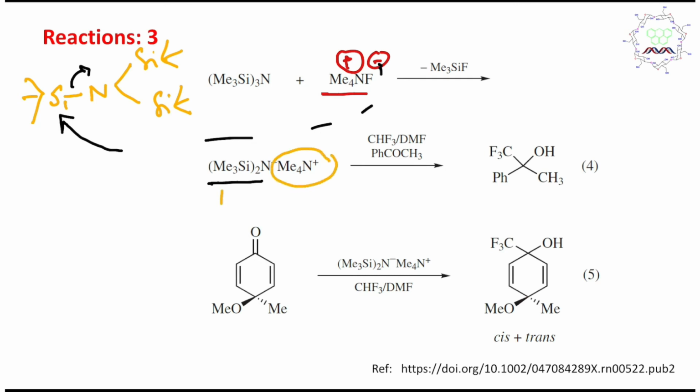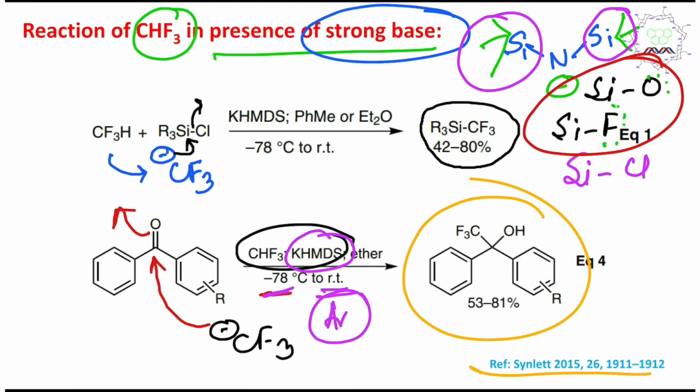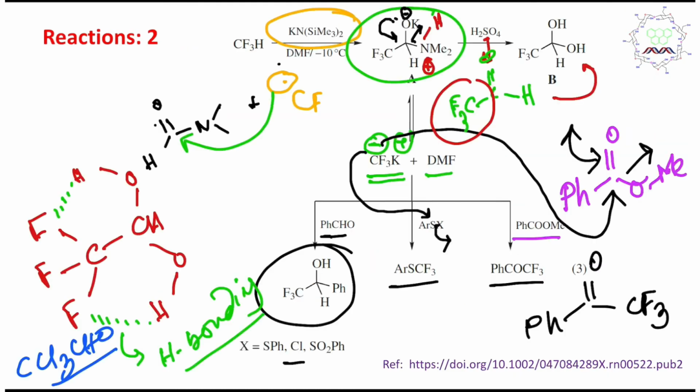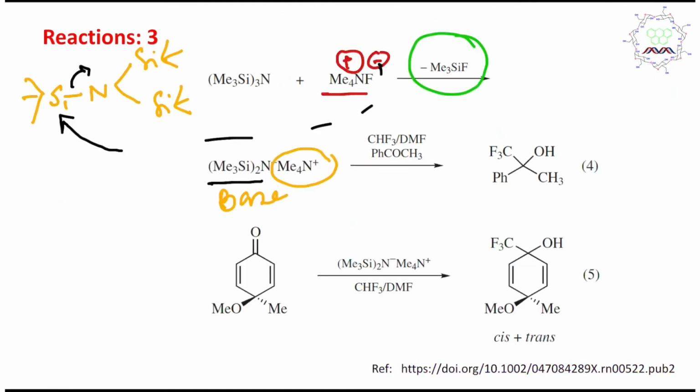Now this acts as a base. Just some time before I described why it is a very strong base. So this part, and it produces trimethyl silyl fluoride as the leaving group. Sometime before I explained that the silicon fluorine bond is significantly stable because of back bonding. That is the driving force for this reaction. Now in situ we have generated the base.